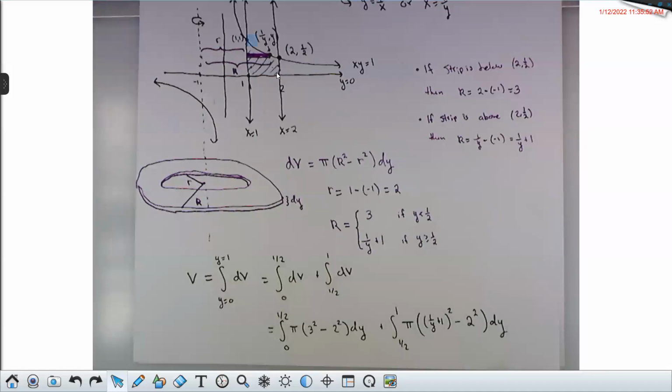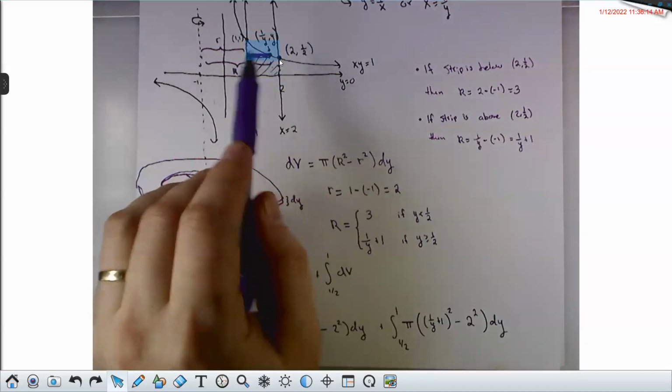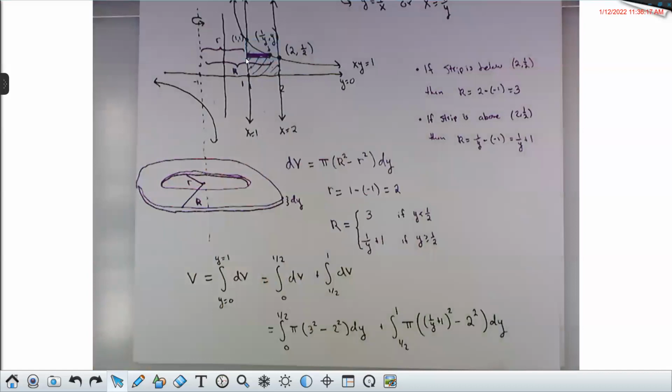Basically, this region, you guys remember some of those areas between curves problems, you had to split up. You couldn't do them all as one integral because the boundary curves in part of the region were different than the boundary curves in the other part of the region. Well, here it's the same sort of thing. In this region, above this intersection point, the boundary curves are the 1 over x curve and x equals 1, x equals 2. Below that intersection point, the 1 over x curve doesn't matter. The boundary curves are just x equals 1 and x equals 2. So the boundaries are different up here than they are down here. And that's what gives us the different values of capital R, depending on whether the strip is above or below that intersection point.